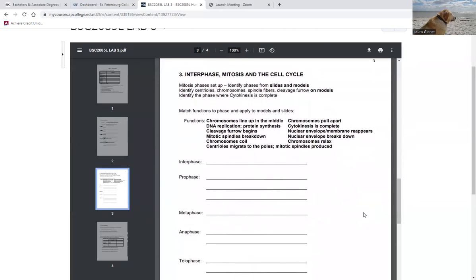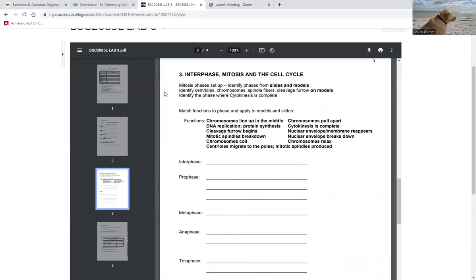Okay, now we're going to look at interphase and mitosis and the cell cycle. So as you probably know from lecture, the cell cycle is all the steps the cell goes through when it needs to replicate itself. Interphase is interphase. Certain things happen in interphase. And mitosis means the steps associated with a division of the nucleus. And those mitotic phases are prophase, metaphase, anaphase, and telophase. And then at the end of mitosis, cytokinesis is complete, because cytokinesis is division of the cytosol and all the organelles.